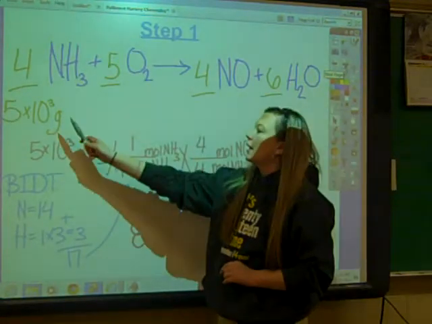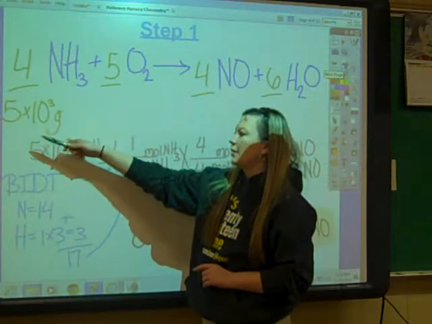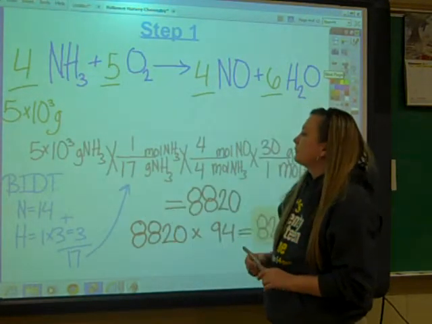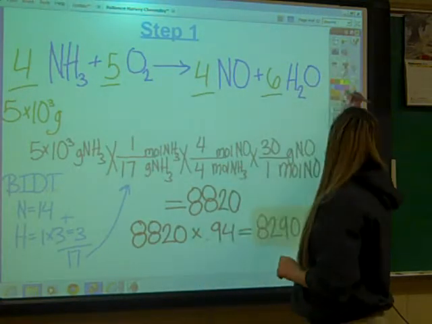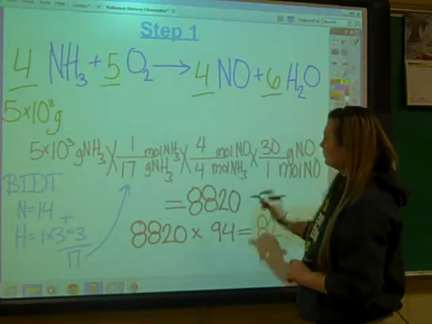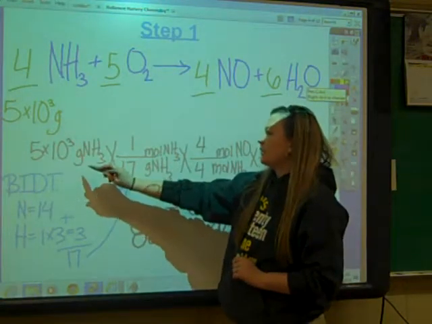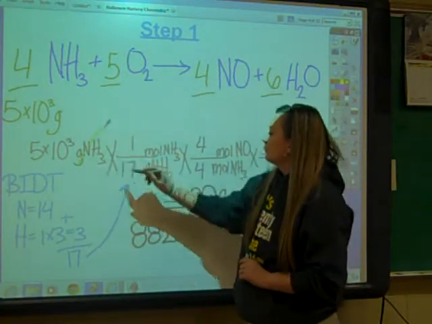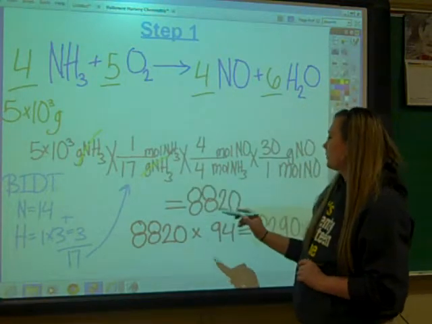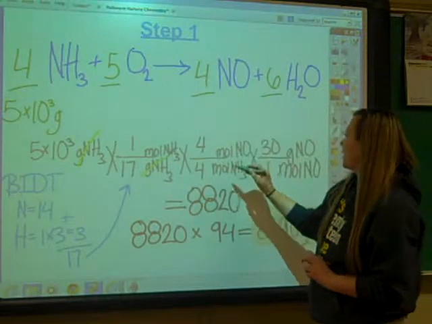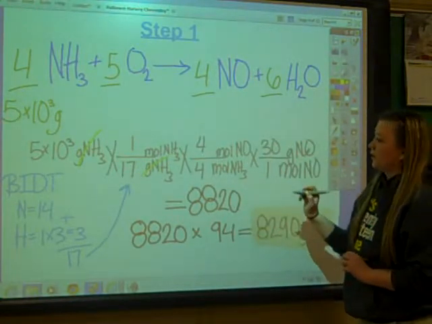You know you have 5, this is your 5 kilograms, so you have 5 times 10 to the 3 grams, and that's what you start with down here. And you make your units cancel. So you have 5 times 10 to the third grams of ammonium, and then you'll go to moles of ammonium, and then from moles of ammonium to moles of nitric monoxide, and then to grams of nitric monoxide.